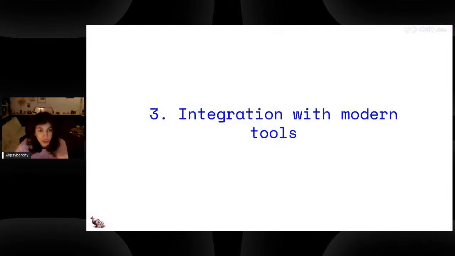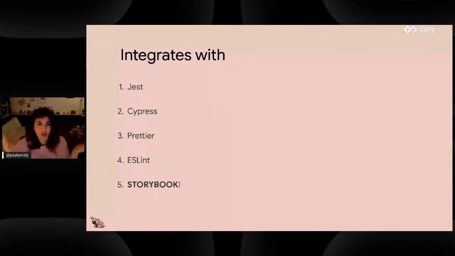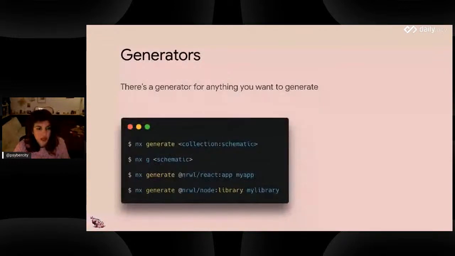Also, it integrates plugins, so it has integration with modern tools. It integrates with Jest, with Cypress, with Prettier, with ESLint, and of course with Storybook, which we're going to see in detail. You get access to generators. Generators are sort of schematics. There's a generator for everything you want to generate, and you can create your custom generators as well.